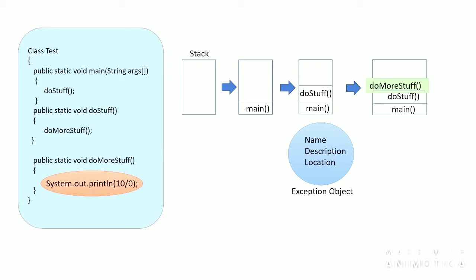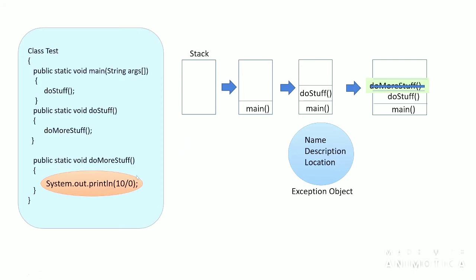So what will JVM do? As doMoreStuff does not contain any handling code, JVM will immediately terminate this method abnormally without executing the remaining codes and remove the corresponding entry from the stack. So doMoreStuff entry will be removed from the stack.